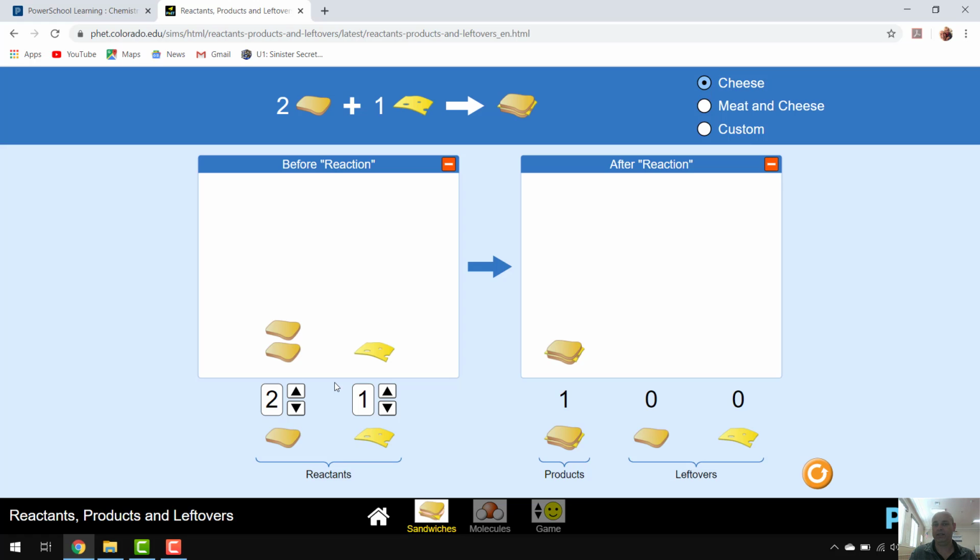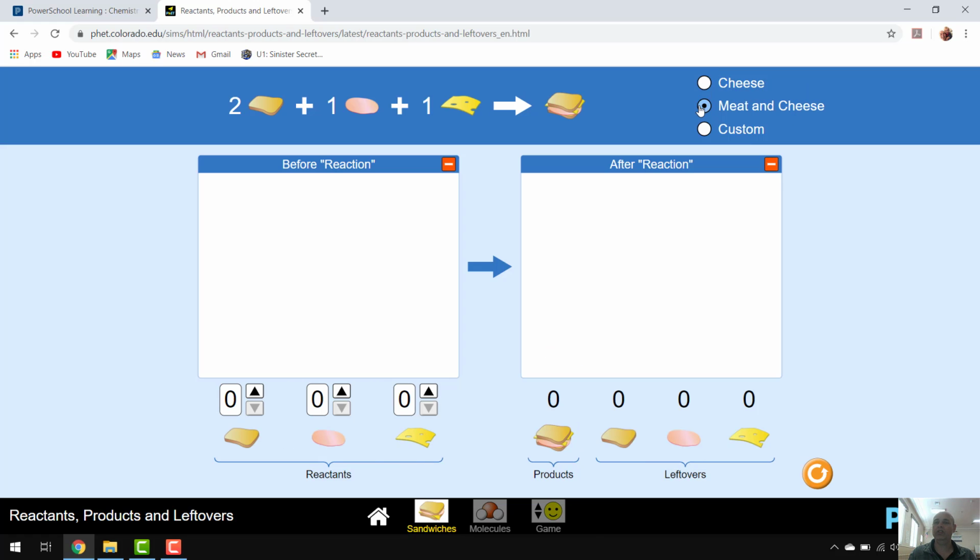It has to balance. Now let's look at a meat sandwich, meat and cheese sandwich. It's still telling me that I'm going to need 2 pieces of bread up here. It tells me I need 1 piece of meat and 1 piece of cheese. And when I do that, I get my meat and cheese sandwich.